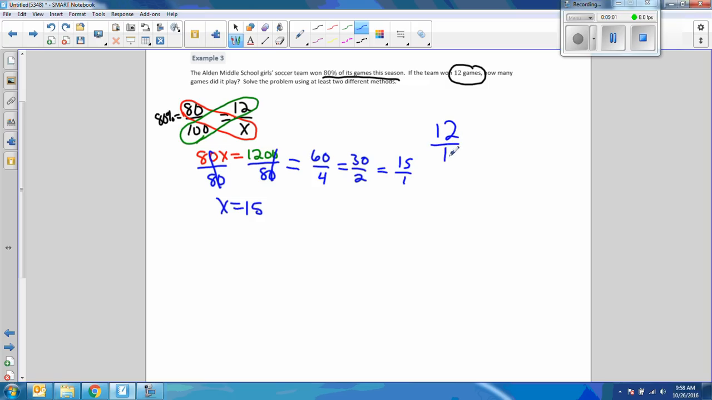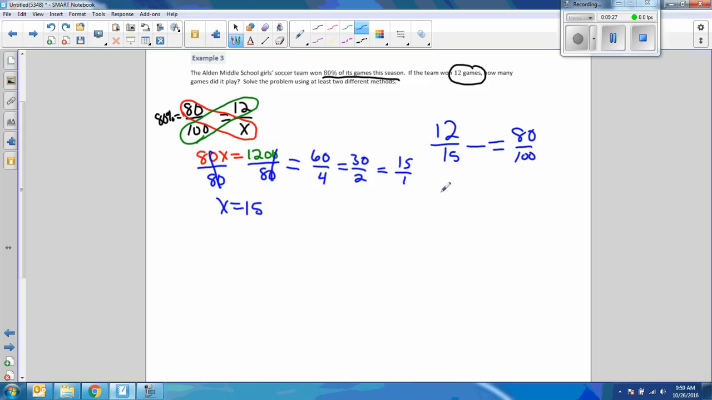12 out of 15, does that equal 80 over 100? So then I'd have to ask myself, what did I multiply 15 by to get 100? Okay, 100 divided by 15. Well, 15 and 15 is 30, and another 15 is 45, and another 15 is 60, another 15 is 75, another 15 is 90.